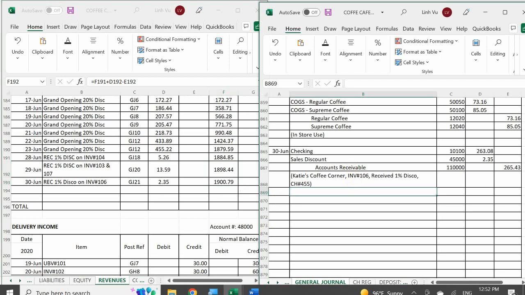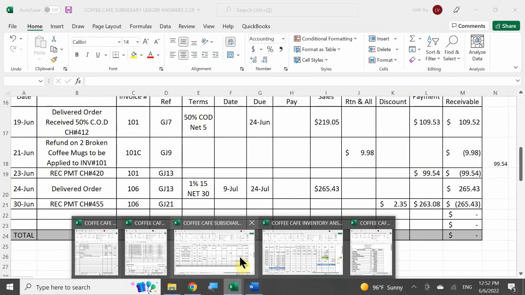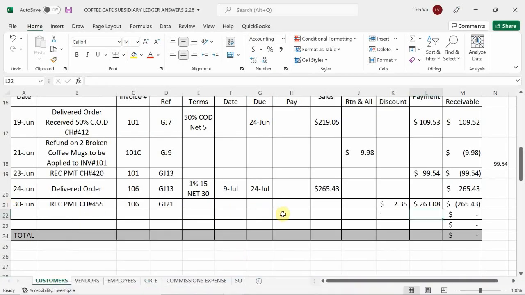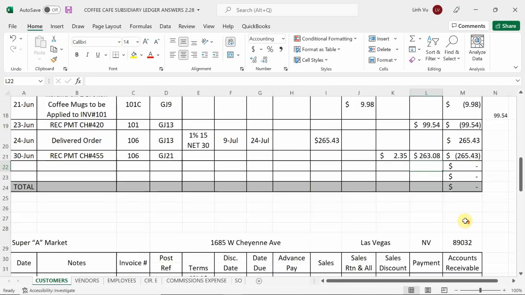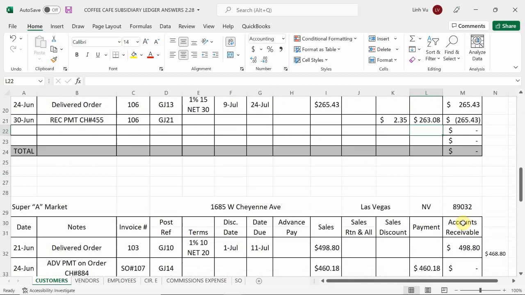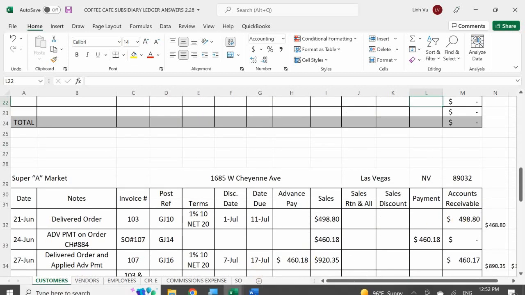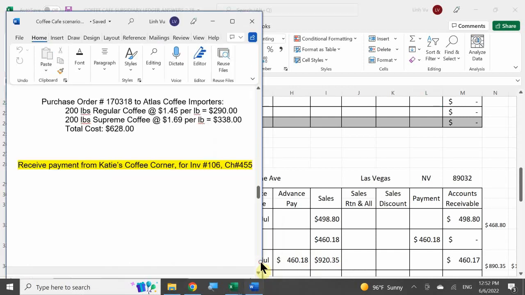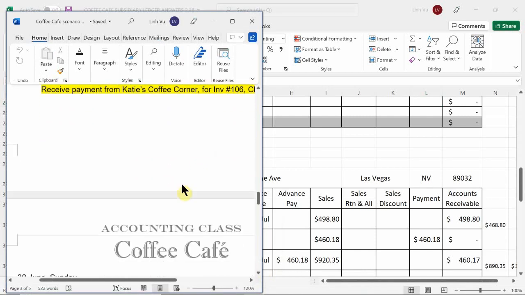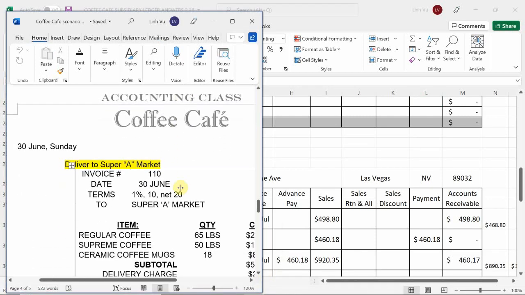And we already finished the subsidiary ledger. I plugged it in already. So that means we are good to go. Katie owes us nothing. And that is it for that transaction right there. So let's see what happened next.